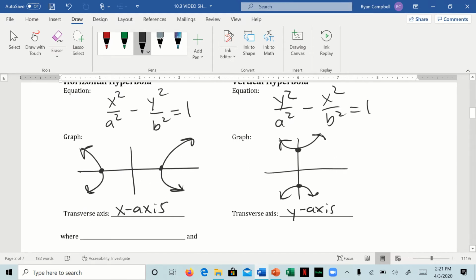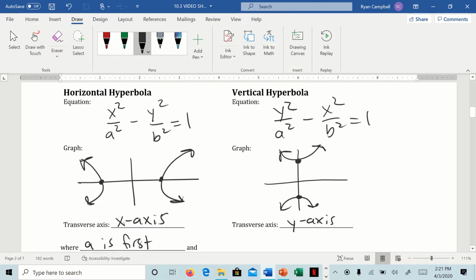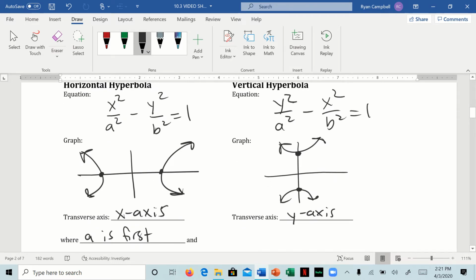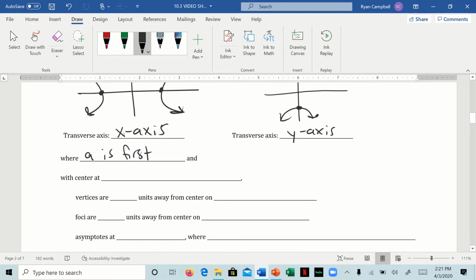All right, so this time, A is not bigger than B. A is just first. So don't let that trip you up. For the ellipse, A has to be bigger. For the hyperbola, A is just the first one. It does not have to be bigger, and a lot of times it's not going to be bigger. So the center, of course, is going to be 0. Vertices, just like with the ellipse, we think of plus or minus A on the transverse axis. Foci, once again, are going to be plus or minus C, this time on the transverse axis.